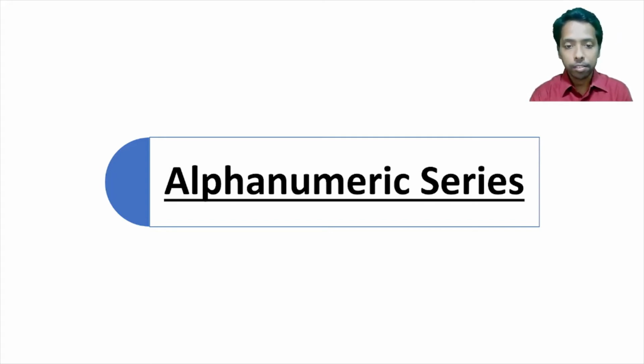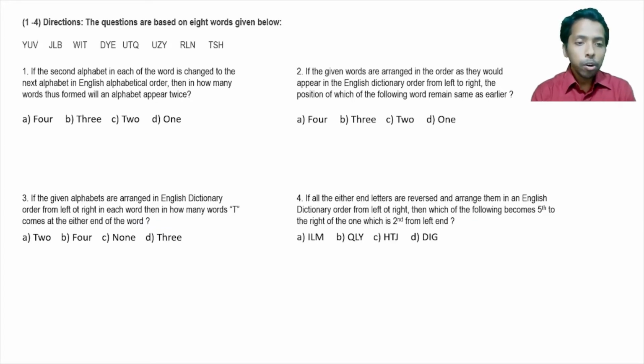Okay, so moving to the first set, questions 1 to 4 on your screen. The questions are based on 8 words given below: 1, 2, 3, 4, 5, 6, 7 and 8. Question 1: if the second alphabet in each of these words is changed to the next alphabet in English alphabetical order, then in how many words thus formed will an alphabet appear twice? So this second letter we have to change to the immediate next letter.